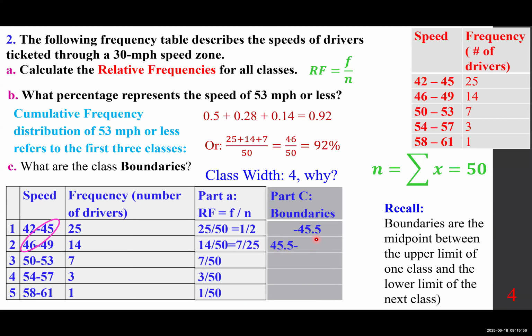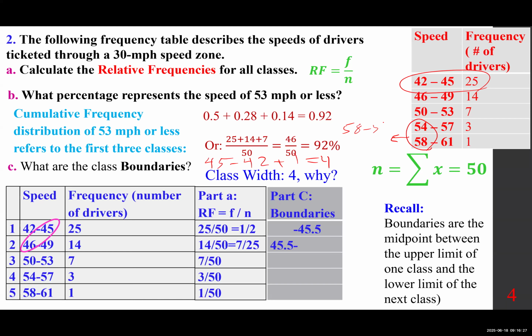There are many ways to find it. You can say 46 minus 42, 57 minus 53, 61 minus 57, or you can say 45 minus 42 plus 1. So let me just write one of them. If you want to go with the same row, you get 45 minus 42 plus 1.